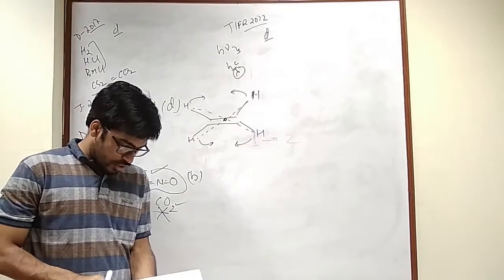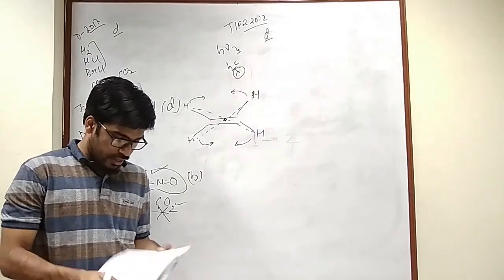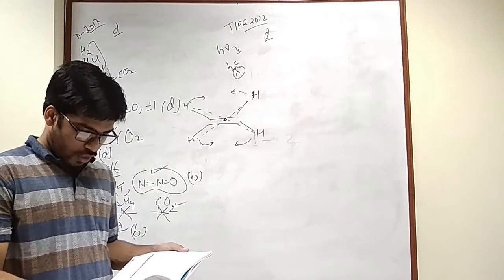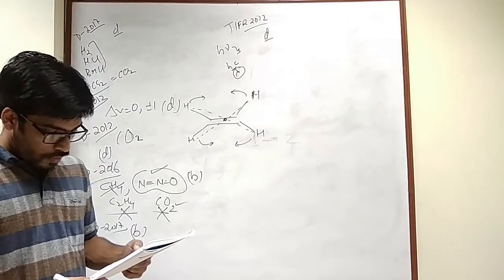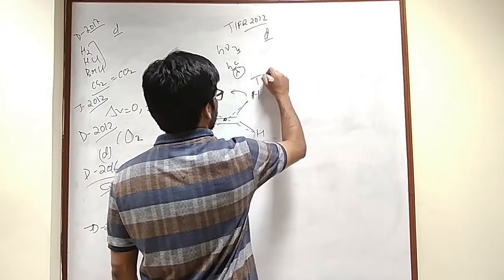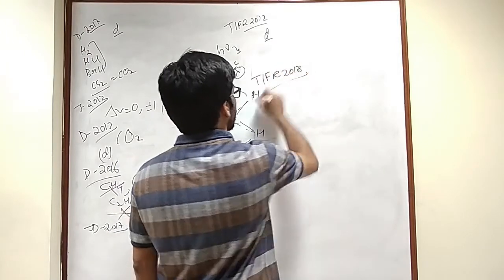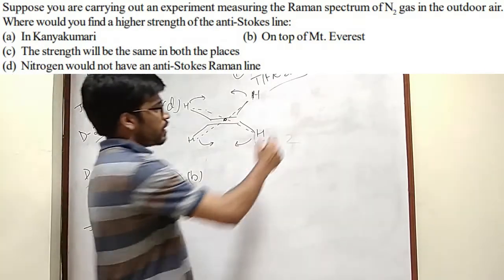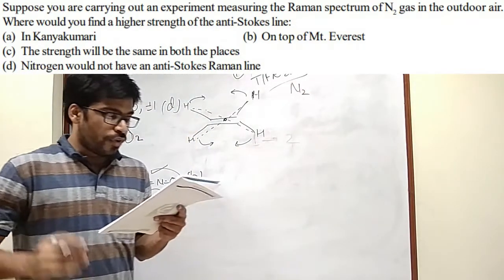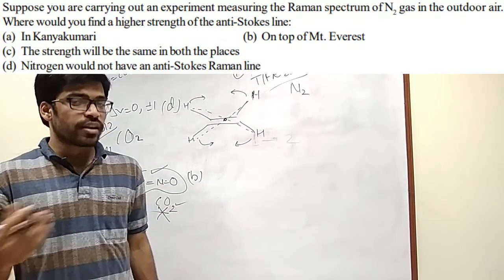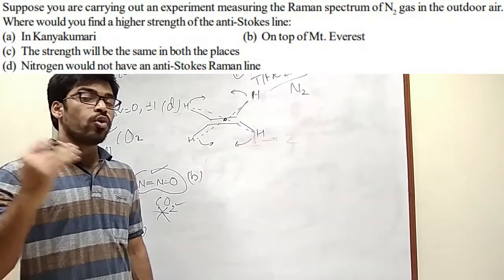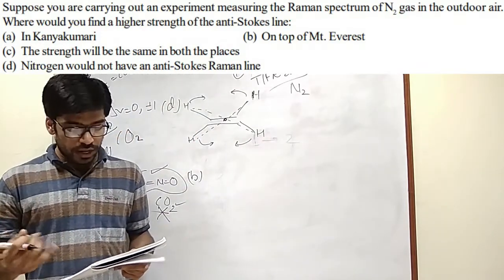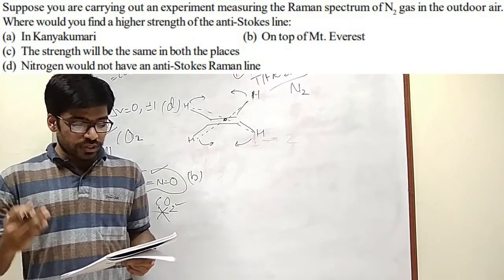Okay, so the next and the last question we have, I think I have missed one question. No. Okay, so the last question we have is from TIFR 18, and the question says, suppose you are carrying out an experiment measuring the Raman spectrum of N2 gas in the outdoor air. Where would you find the higher strength of the anti-Stokes line? Anti-Stokes line means from higher energy level to lower energy level. That means more molecules should be present at the higher energy level. For that, you need higher temperature. What are the options? In Kanyakumari, on top of Mount Everest, the strength will be the same in both places.